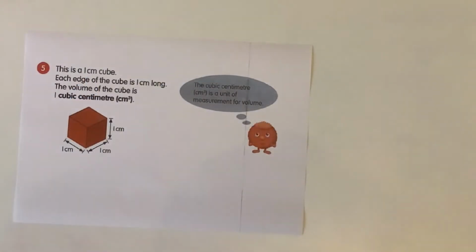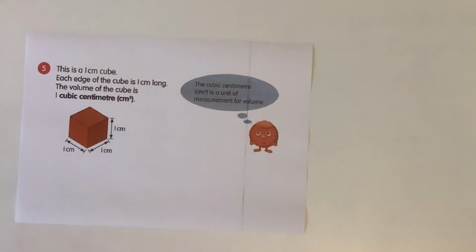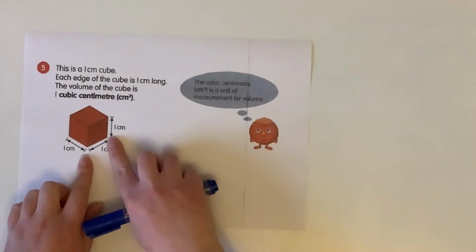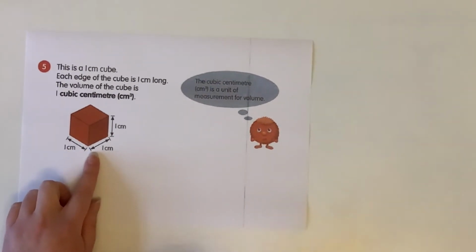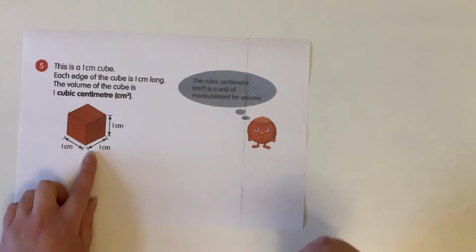Okay, so now let's think of volume as a measurement. We're not always going to be given a picture of a solid with a stack of centimetre cubes or unit cubes. Sometimes we will be given the actual measurement, like centimetres or metres. Here, this unit cube is a 1 centimetre cube because each edge of the cube is 1 centimetre long. So the volume of the cube is 1 cubic centimetre.